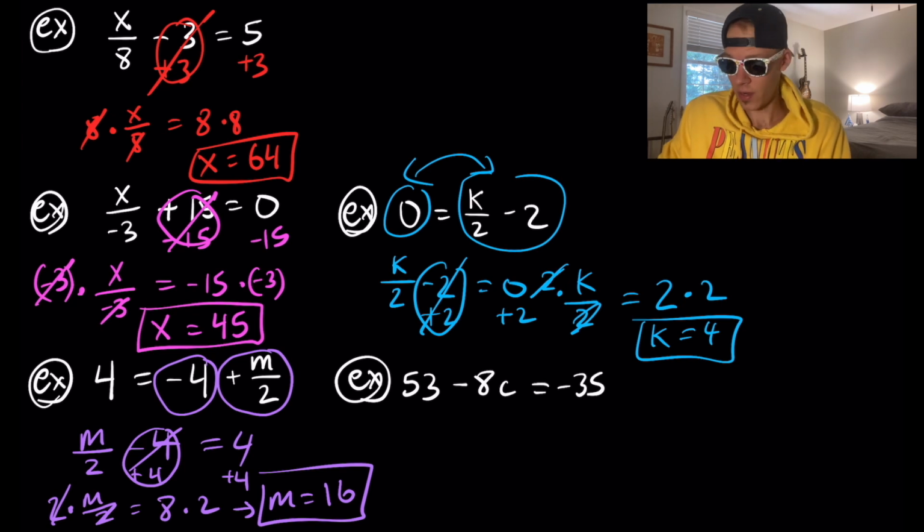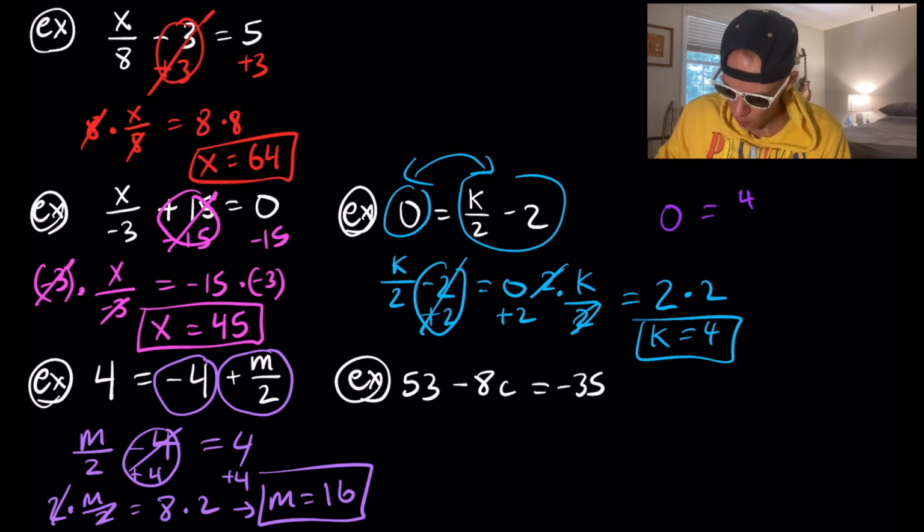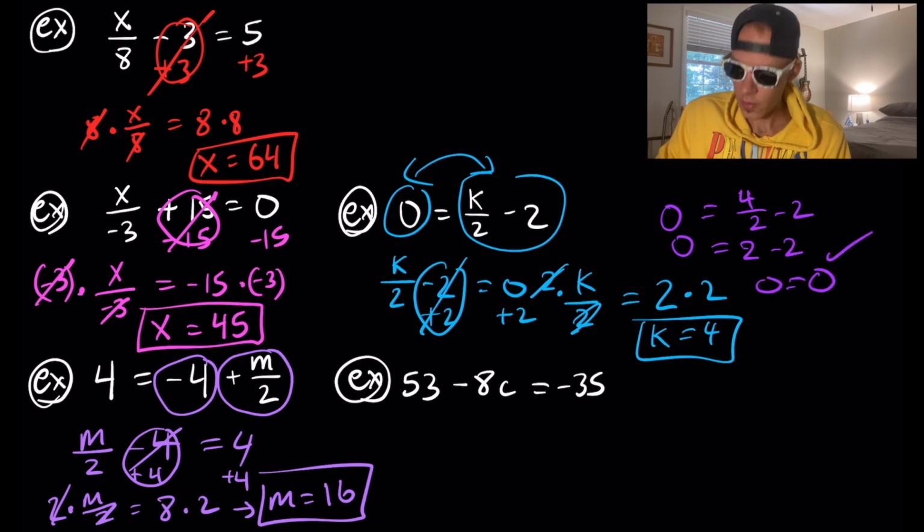And let's just check, why not? Pick this one to check. If I put 4 in for k, I'll have, let's go with the original way it's written, 0 is equal to 4 over 2 minus 2. Well, what's 4 over 2? It's 2. And then minus 2, that's going to give us 0. So that checks out.